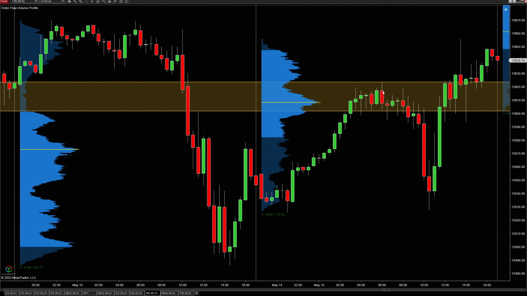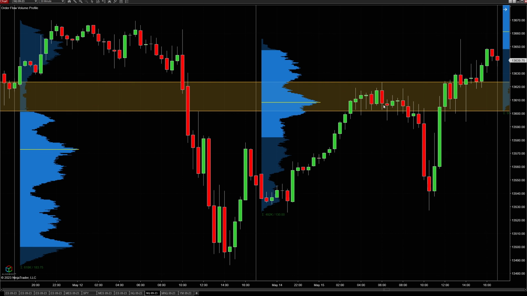Here, we get back into this level, we get rejected on the way back down, and then we come up again and we finally get through that zone. So again, it provides not only a great target location in the future, but it also could be a point of interest to where you look for the market to potentially reverse around these zones.